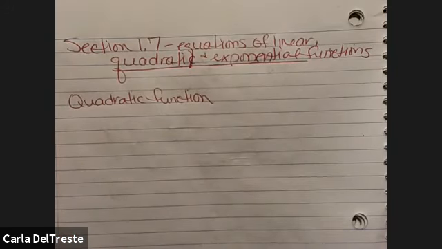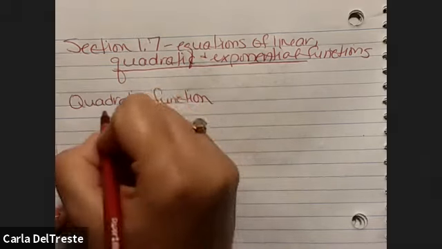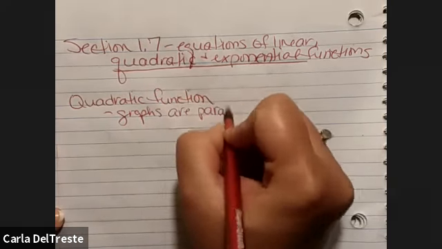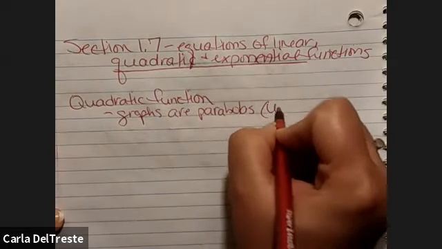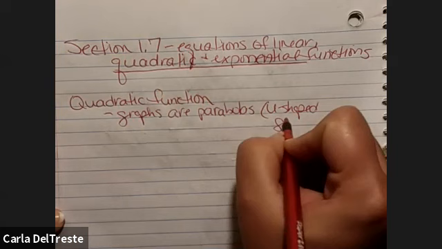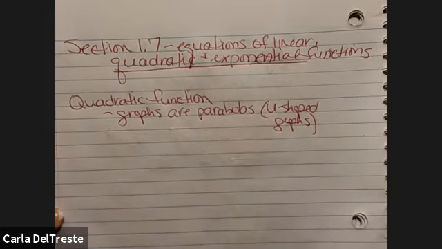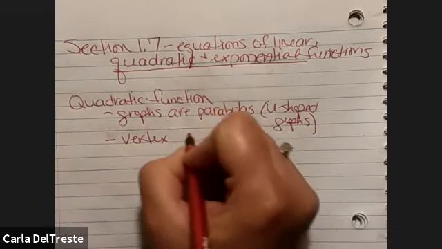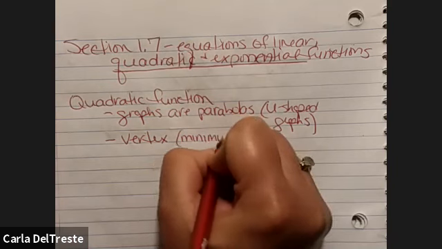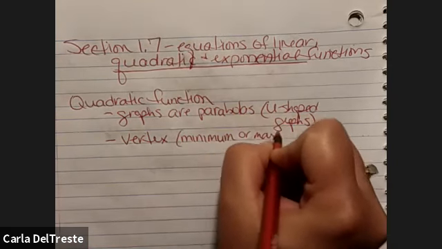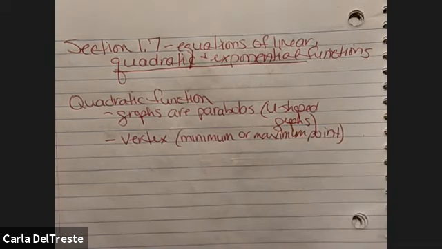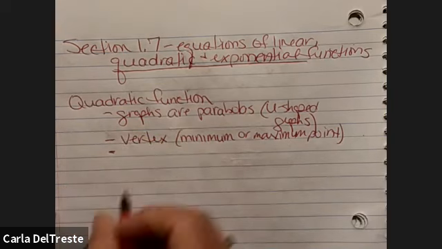So we're going to start with a quadratic function. And remember what we know about quadratic functions. Their graphs are parabolas, which we know are U-shaped graphs from previous videos, okay? We also know that they have a vertex, which is a minimum or maximum point, depending on whether it's open up or open down.